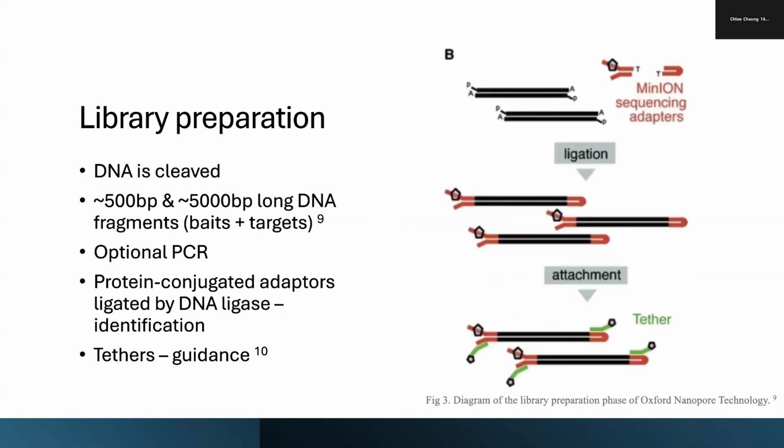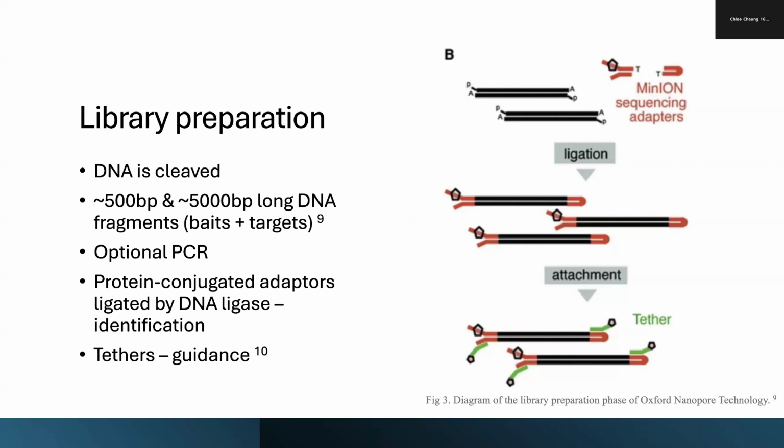In the library preparation phase, samples are prepared. A recommended mixture of approximately 500 base pair oligonucleotides and 5,000 base pair fragments are used. The former are referred to as baits, which help with the specificity of the sequencing. Meanwhile, the latter are your target sample fragments. PCR is optional, but not necessary.